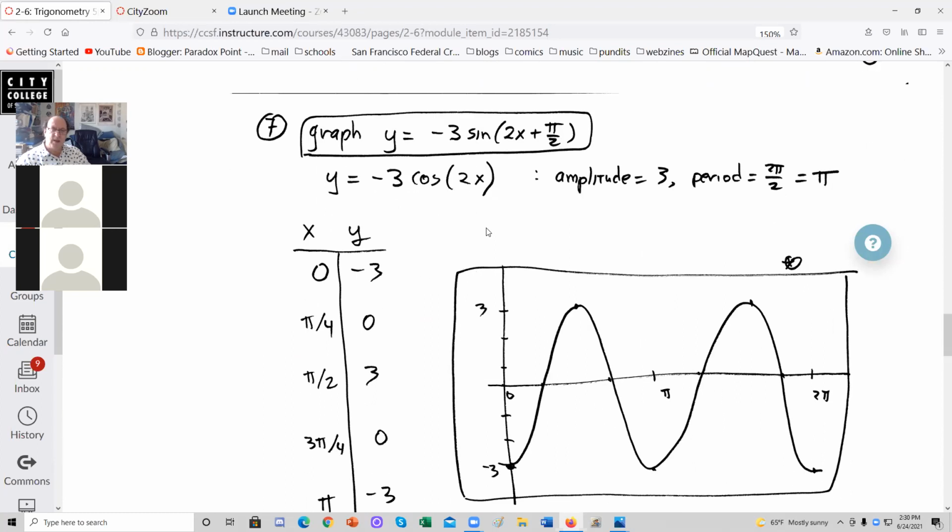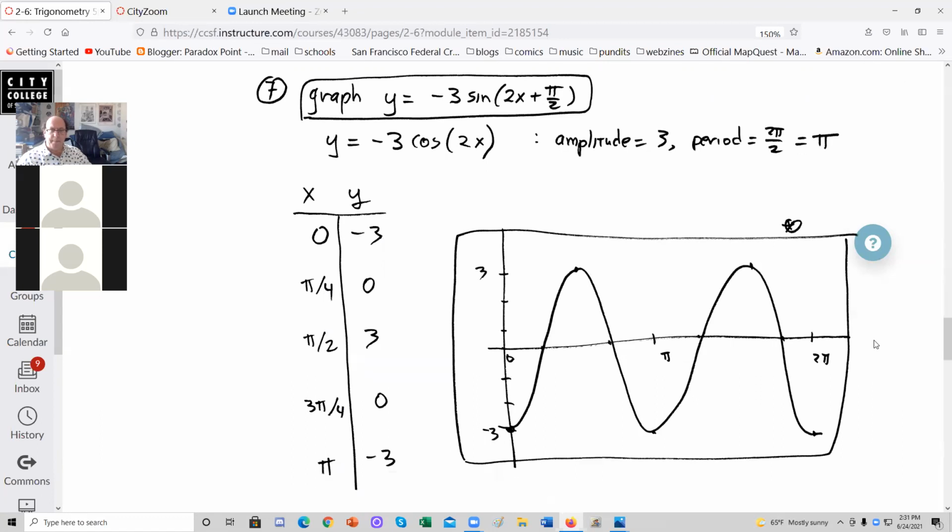So when x is 0, plug in 0: minus 3 cosine 0, minus 3 times 1, is negative 3. One full period later at pi, it's again back to negative 3. At a half period later, it's positive 3. And in between, at pi over 4 and 3 pi over 4, it's 0. So negative 3 to 0 to 3 to 0 to negative 3, and you keep going like that.